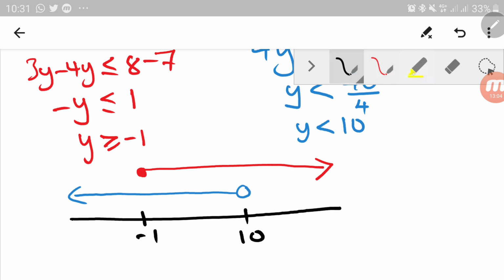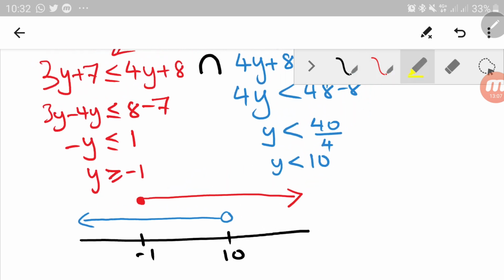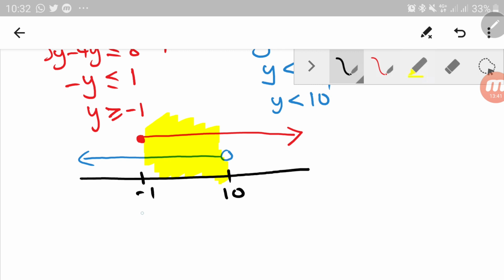Okay, done. Now what we are going to find is the intersection between y greater than minus 1, the orange line, the orange arrow, and y less than 10. Intersect means both lines must exist. So from the left, there's only one line, so we cannot take. Over here, both lines exist. Over here, we cannot take because only the orange exists. So the solution is from minus 1, up until 10.